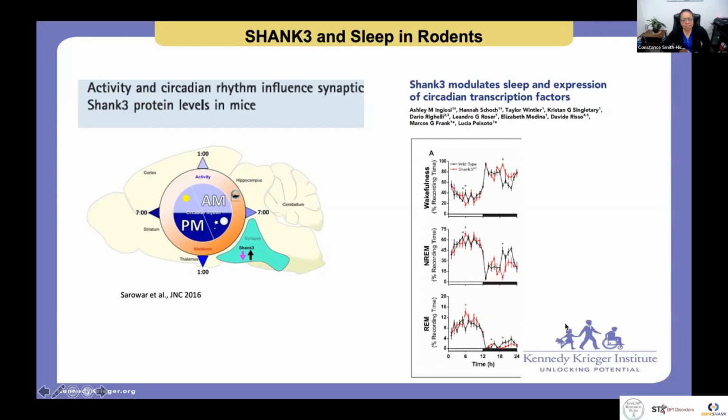And this disruption in SHANK3 expression is also correlated with disruption in expression of many of the genes that regulate the circadian rhythm. So based on this, we know that SHANK3 is important for the regulation of sleep. And just a note I want to make, exon 21 in SHANK3 is actually one of the hotspots for many of the pathogenic variants that are seen in individuals with PMD.